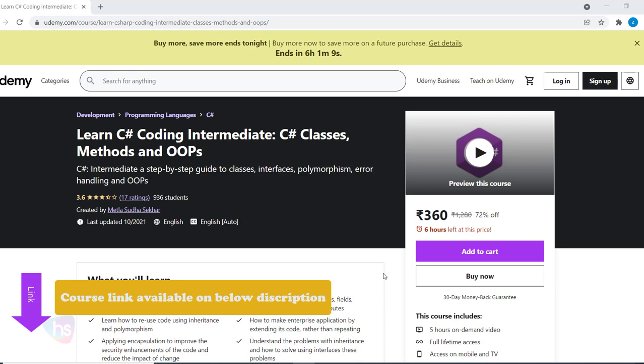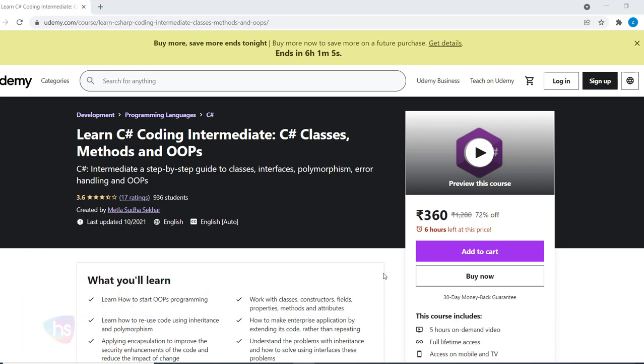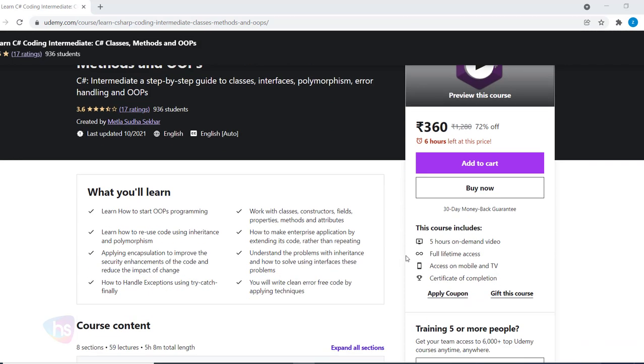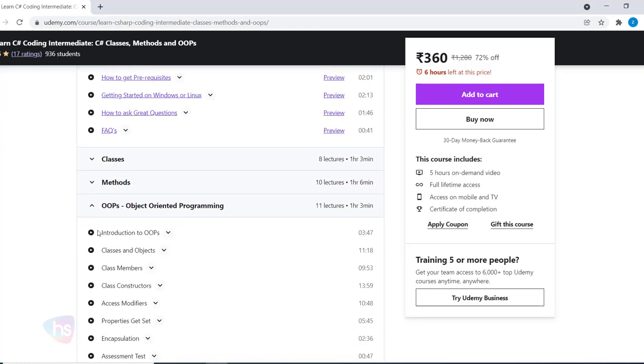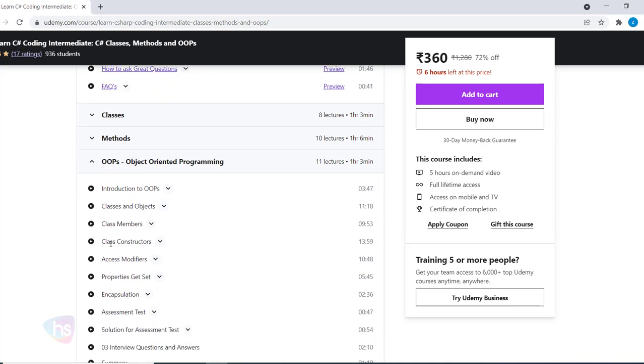We are searching for C# coding learners at the intermediate level, who have completed the beginner level and want to learn C# classes, methods and OOPS concepts. OOPS is nothing but object-oriented programming. There are four main pillars of OOPS. You may identify here in object-oriented programming: classes, constructors, access and access modifiers.